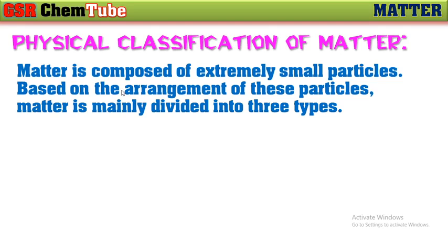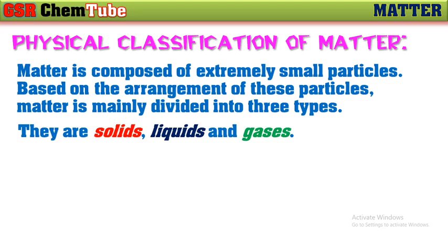Matter is composed of extremely small particles. Based on the arrangement of these particles, matter is mainly divided into three types. They are solids, liquids, and gases.